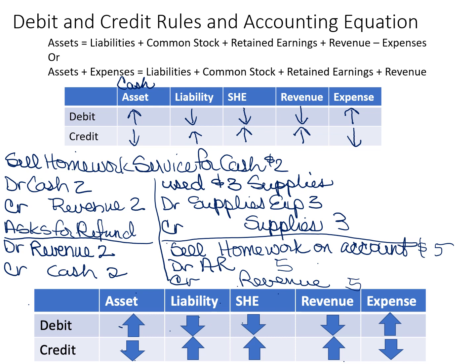And if I did the math of my accounting equation, it would stay in balance. That assets still equal liabilities plus owner's equity plus revenue minus expense, or to make the debit credit rules work, I can say that assets plus expenses equal liabilities plus common stock plus retained earnings plus revenue. So let's get some practice on this.